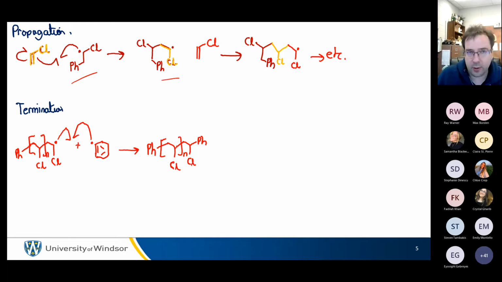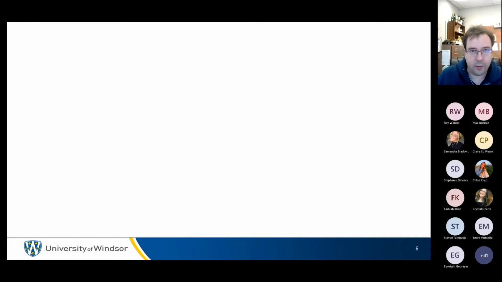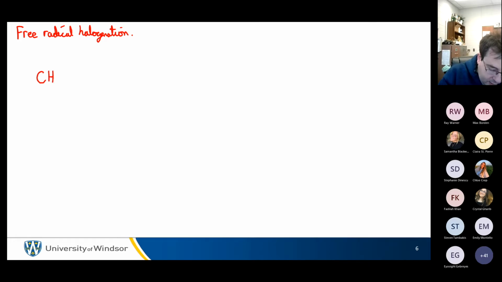Okay, let's do another example. I'm going to do what's called a free radical halogenation. So let's say I had methane. I'm going to react this with chlorine and light. No, I'm going to change the example, because I won't lie to you, if I do that one. So I'm going to actually do a useful example.